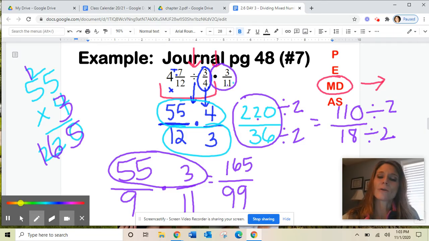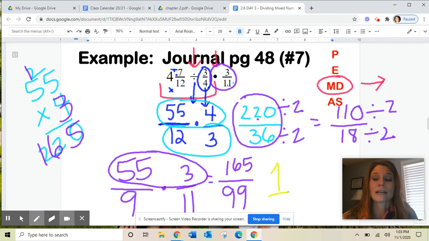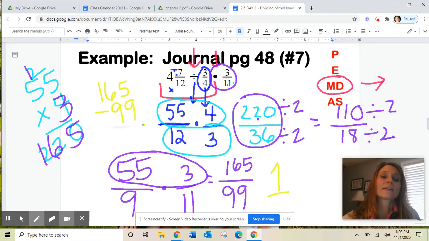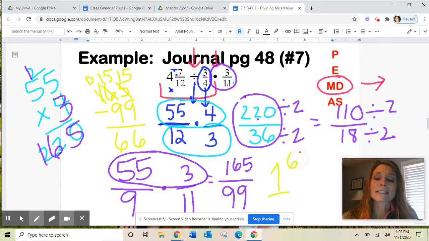So I need to think, how many 99s go into 165? And since I can estimate 99 at being almost 100, I know there's really only one group of 99 in 165. So if I have 165 and I'm removing one group of 99, I'm looking for what's the difference for the remainder here. So we always want to do our subtraction and our borrowing. And so I've got a 15 take away 9 in my ones place, and now a 15 take away 9 in my tens place, and I have no hundreds left. So I know that it is a 66 over a 99.